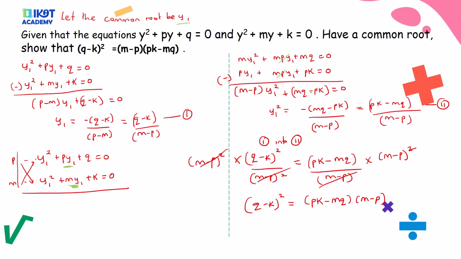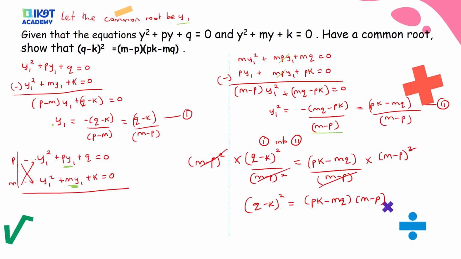Then we have plus mq minus pk. We take this side. So y1 squared is equal to this. Now when we have this, what are we going to say? We look at what we have here, mq minus pk, but here we have pk minus mq. So we take the negative in, then we have this as our y1 squared.